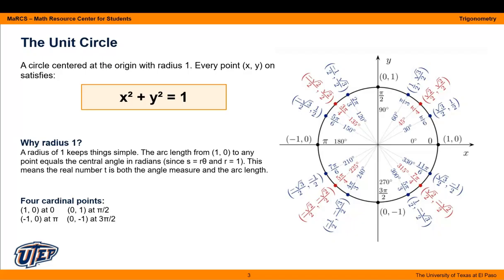Recall the arc length formula, s equals r theta. If the radius is 1, then this becomes s equals theta. So on the unit circle, the arc length and the angle measure in radians are numerically the same. That means that a real number t can be interpreted both as an angle in radians and as a distance traveled along the circle from the point (0, 1).